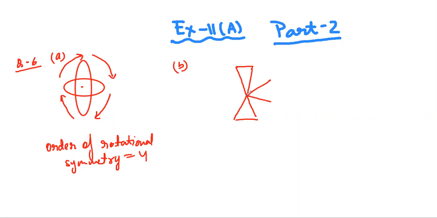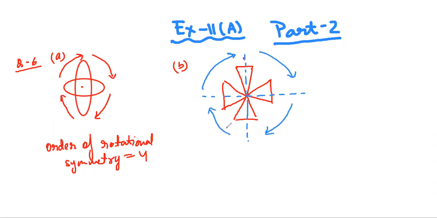Now the next figure is this. So here also you can rotate it 4 times. Like if I draw the line of symmetry for this figure, so this is the first line of symmetry, this is the second line of symmetry, so we can rotate it 4 times. So it has also order of rotational symmetry 4.